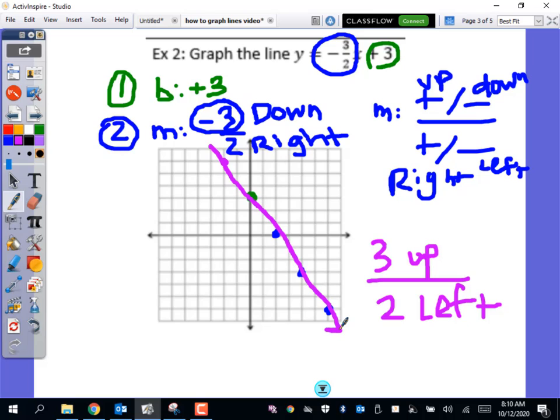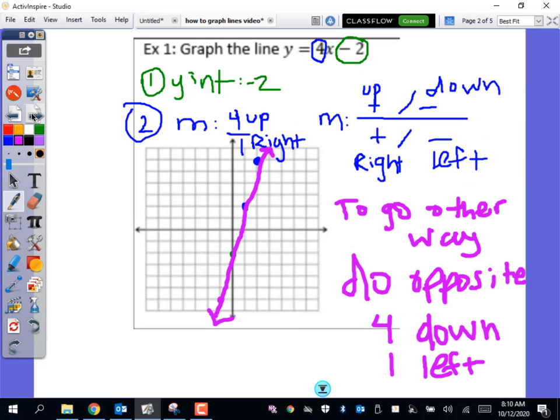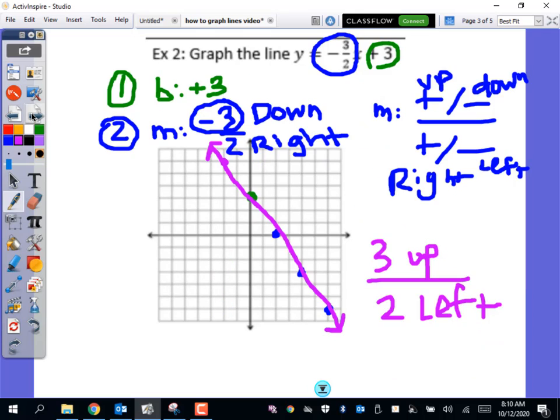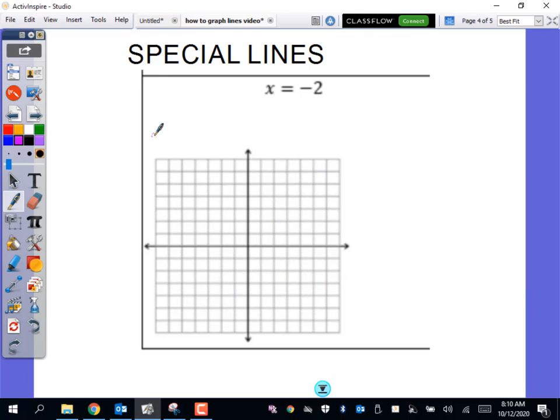Again, on GoFormative, when you do this, you should be using the straight line tool instead of trying to like freehand it, because it's not cute. If you have questions on either of these two, go ahead and you can rewatch the video. But there are some special lines we have to talk about.